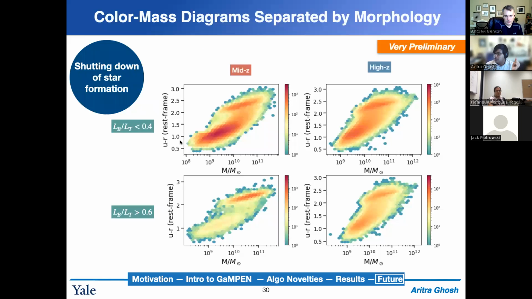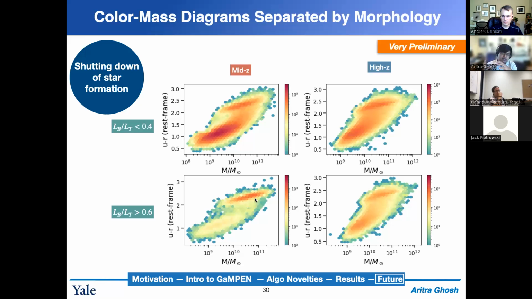For example, this shows you the color-mass diagram at the middle and the highest redshift bin. What we have done is split the sample: the disk-dominated galaxies are over here, and the bulge-dominated galaxies are over here. Just focusing on the mid redshift bin, for the disks you see a much more gradual change in mass. It increases until it reaches a critical mass where it quenches a little bit more rapidly. On the other hand, for the bulge-dominated galaxies, we don't see such a trend. Instead, after being formed, they seem to quench rapidly through the green valley into the red sequence.